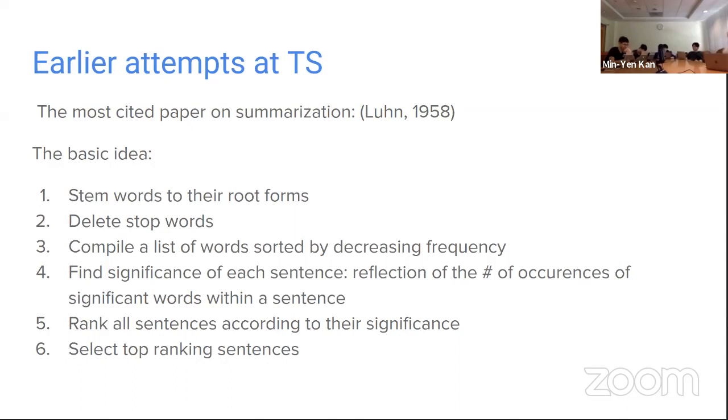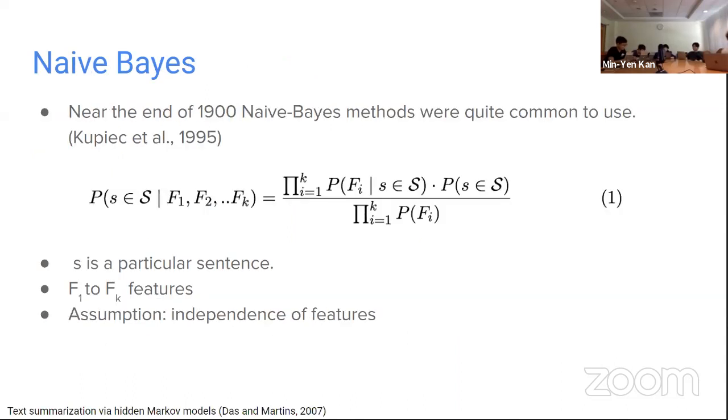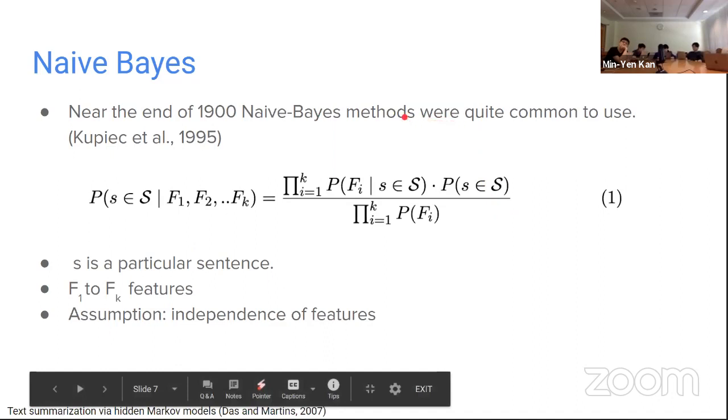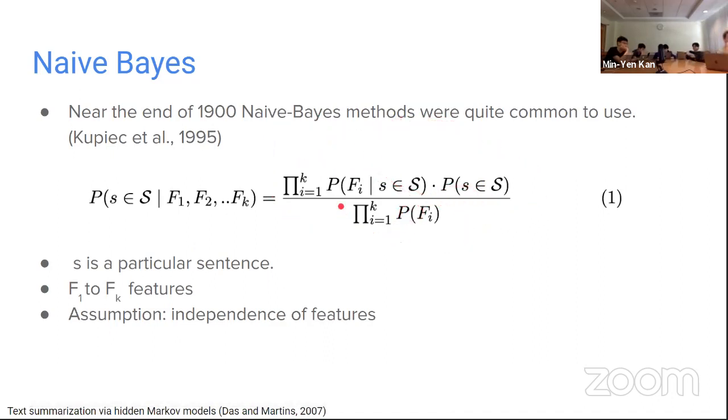Yeah. Okay. So near the end of the 1900s, there's again naive Bayes. Of course, we use naive Bayes in every aspect of NLP. And you are probably already familiar with the general formula, but I'll just go through it again.